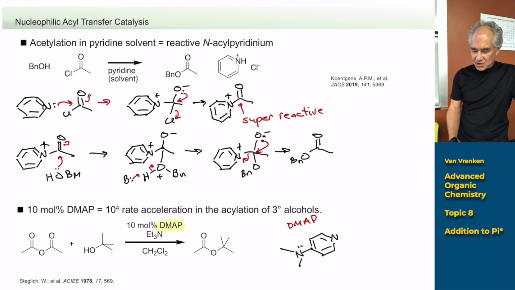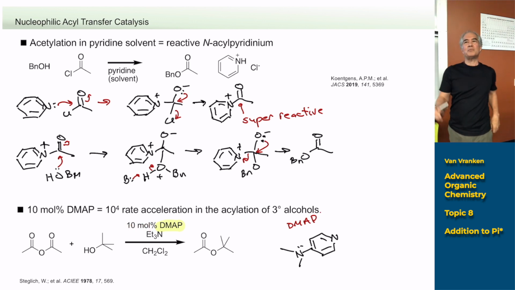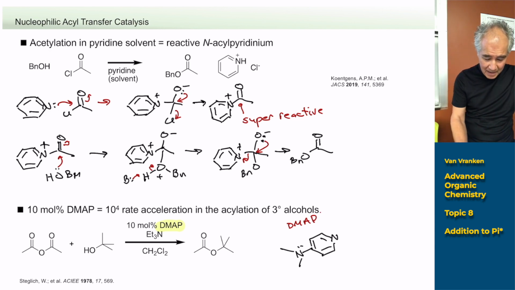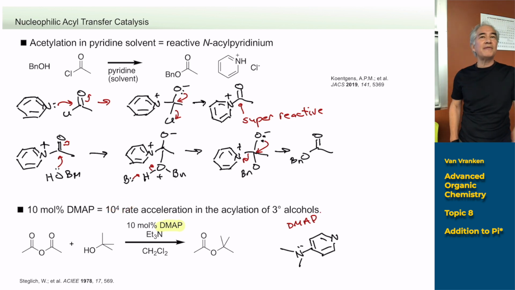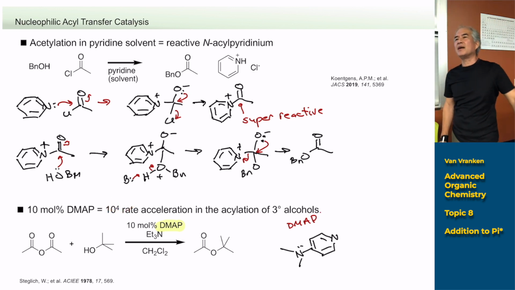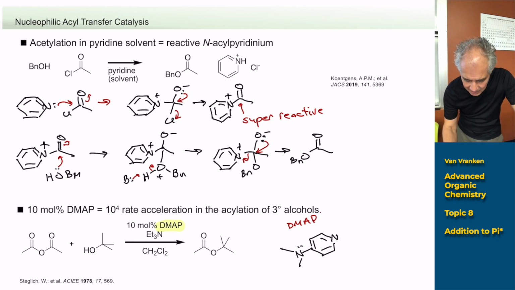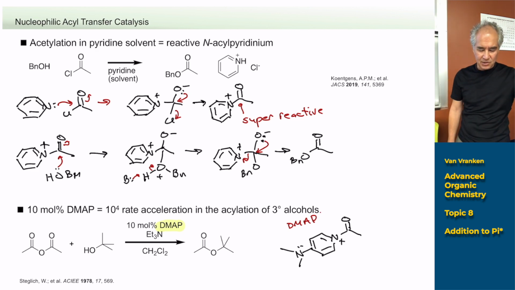And so it serves the same role as pyridine in the previous mechanism. But notice you can get by with just 10 mole percent. Not solvent, but just 10 mole percent. And that 10 mole percent accelerates the rate of reaction by 10 to the 4th. Man, 10,000 times faster, because you just put a pinch of DMAP in there, because it forms an acyl pyridinium intermediate. Let me draw that acyl pyridinium intermediate. Here's the intermediate that you generate in this case. Really accelerates this acylation reaction.